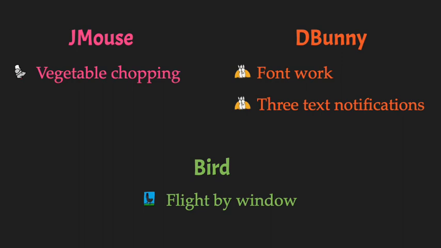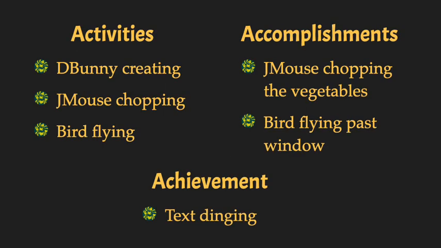So those are the major things going on. Another way of grouping what's happening is to talk about them semantically. And in verb semantics, there are these terms that get used: activity, accomplishment, and achievement. Breaking that down, we can talk about D-Bunny creating glyphs, J-Mouse chopping, and the bird flying as activities.